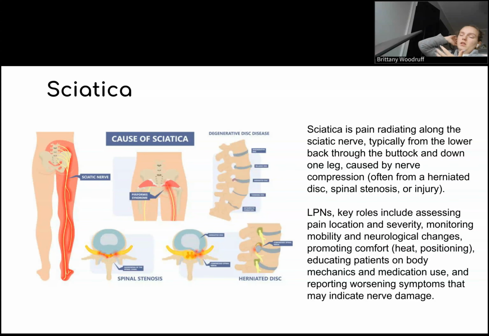So, a lot of key things that you guys are going to be doing: assessing pain location and severity, monitoring mobility and neurological changes, promoting comfort, so heating, positioning, educating patients on body mechanics and medication use, and reporting worsening symptoms that can indicate nerve damage. All right.